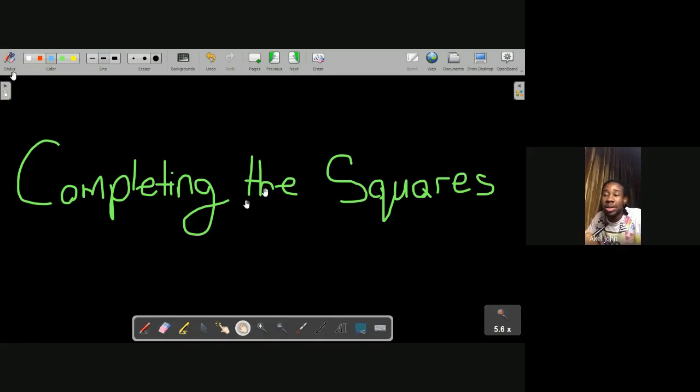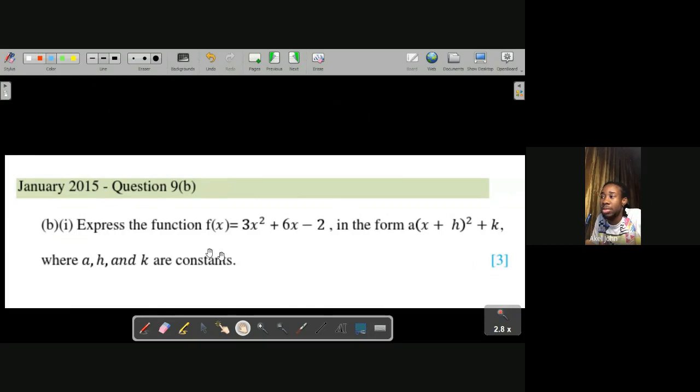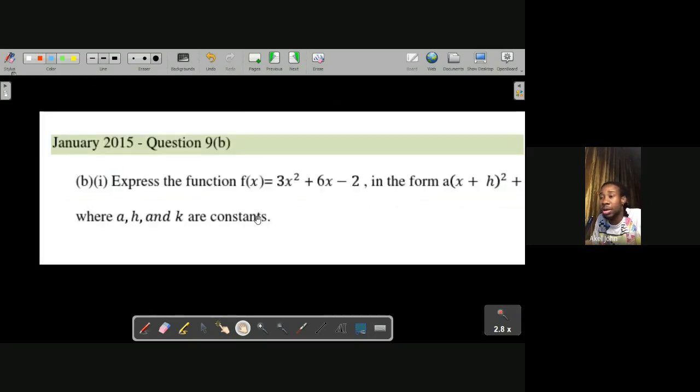Today we are looking at a topic, completing the square. This is taken from January 2015, question 9b. Express the function f of x = 3x squared plus 6x minus 2 in the form a open bracket x plus h close bracket squared plus k, where a, h, and k are all constants.